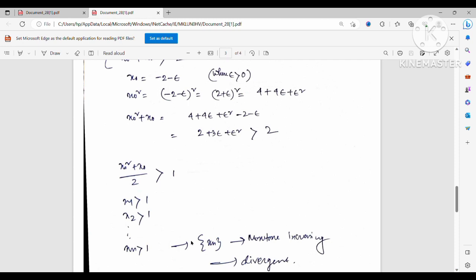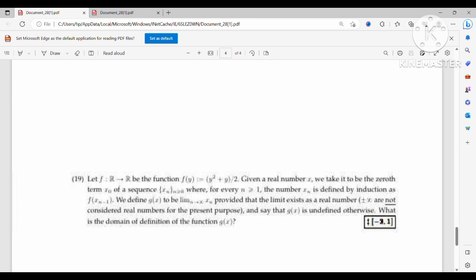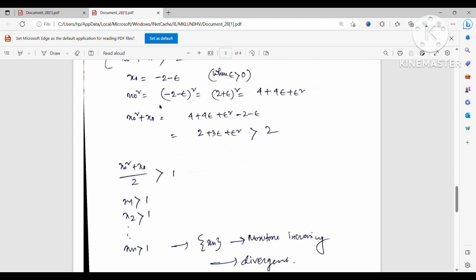So ultimately, the values of x0 for which it is convergent form the closed interval [-2, 1]. So this problem is actually a very basic problem. It is just the use of the monotone convergence theorem: if a sequence is monotone increasing and bounded above, then it is convergent, and if a sequence is monotone decreasing and bounded below, then it is convergent. It is just that result, but the question seems lengthy, and it is very much interesting. You have to observe what the value of x0 can be, and you have to conclude these things.